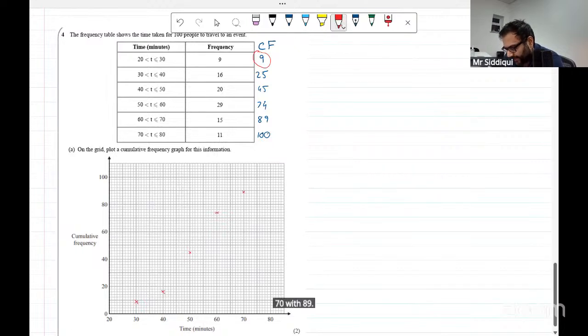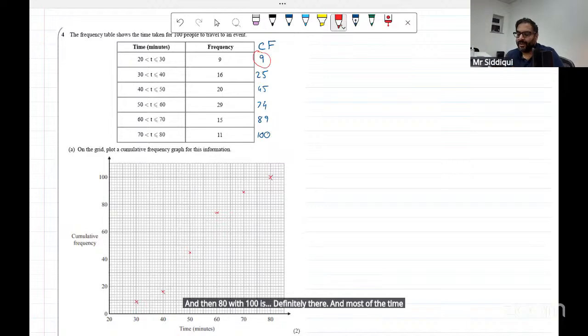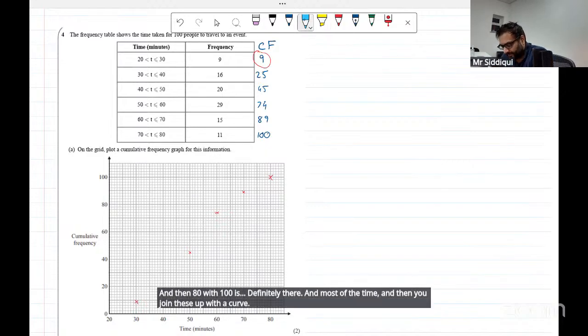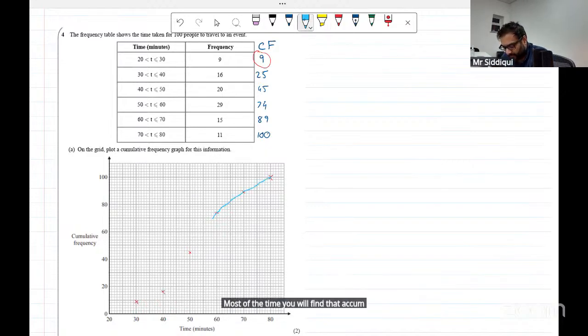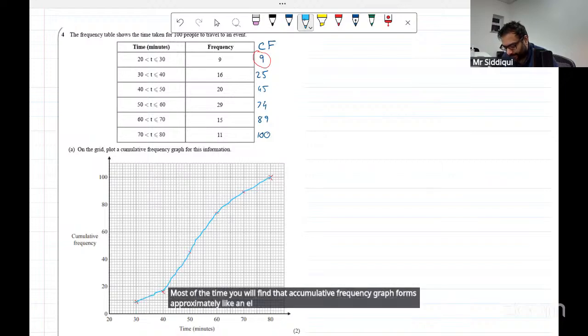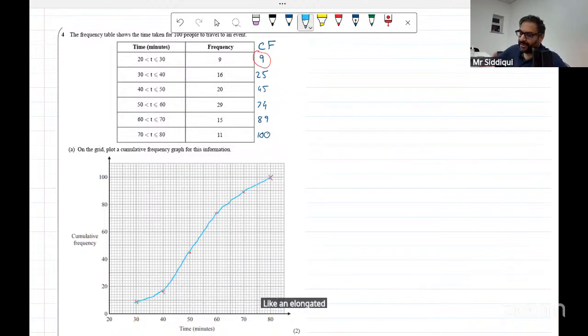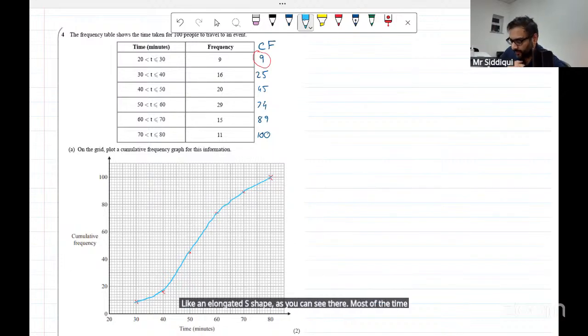About there. And then 80 with 100 is definitely there. Most of the time, when you join these up with a curve, you will find that a cumulative frequency graph forms approximately an elongated S shape. Let me do that again because I already lost it there. Like an elongated S shape, as you can see there. Most of the time, that's what happens with cumulative frequency.